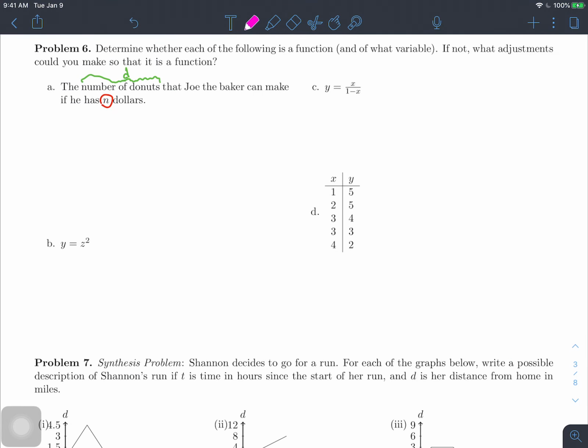If I have n dollars, there's only one quantity of donuts that I can make with that many dollars. If I have $10 on Tuesday, I can make 5 donuts. If I have $10 on Wednesday, it's not going to switch and let me make 7 donuts on Wednesday. So for each input, we have exactly one output. That's the really important thing for a function.